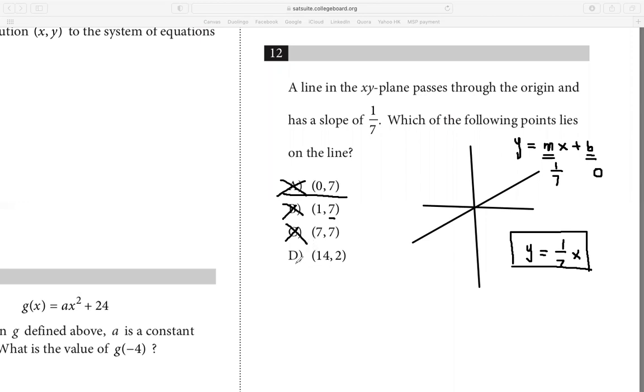So I'm assuming that option D is the correct answer. Let's see. If I plug in x equals 14, I know that 14 times 1/7 gives us a y value equal to 2, and this is my correct answer. I'm going to pick option D for this question.